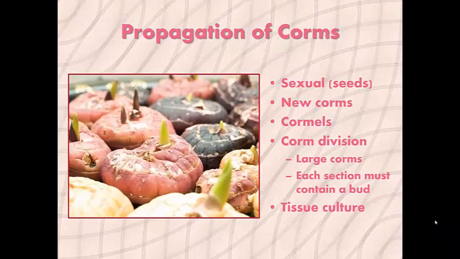Each of those cormels can be broken off, planted out, and they will grow a whole new plant, although they will take a little longer than a regular size corm to bloom, just as the bulblets took longer than a regular size bulb to bloom.